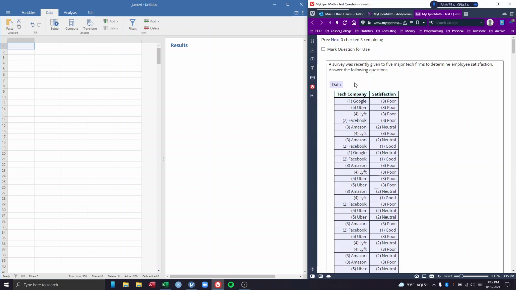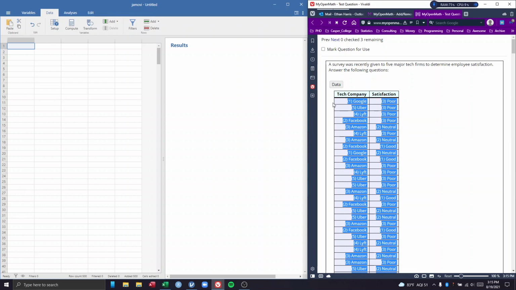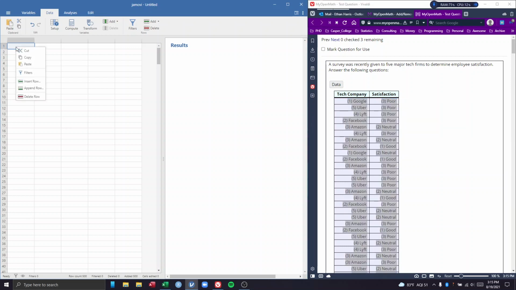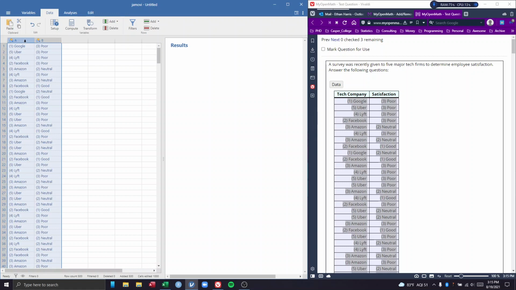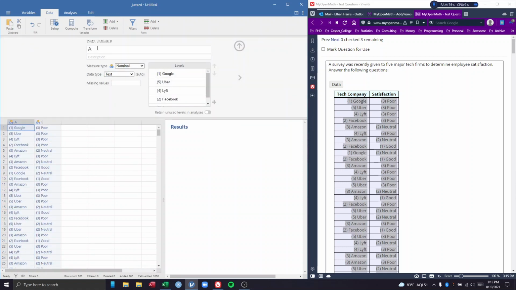And we see that we have two columns. One column is the tech company, and the other one is the specific employee satisfaction of who worked at the company. Let's go ahead and highlight the data, copy it, and bring it over to Jamovi, and we'll paste it in. Let's go ahead and alter some of our variable information.